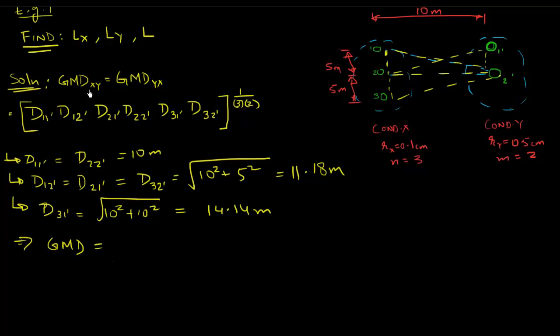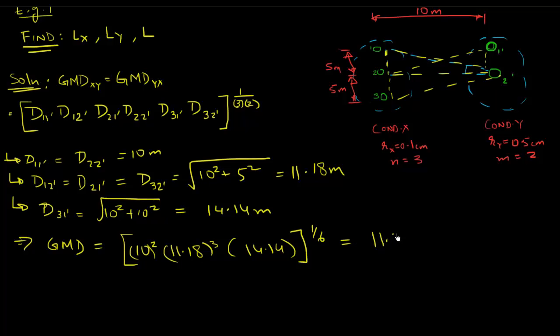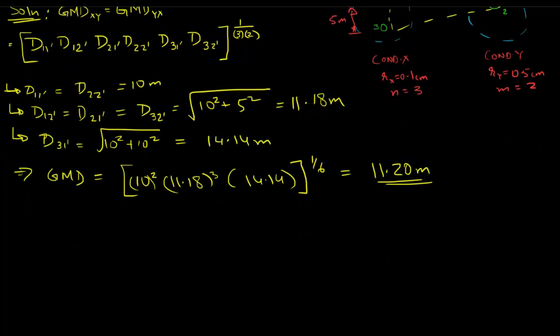I'm just going to write GMD xy, yx is the same. So then that becomes 10 square times 11.18 cube times 14.14 just once. The reason this is square and this is cube is because there are two terms here, there are three terms here. When you multiply the same terms, you get the square and the cube. And this whole thing to the power 1 by 6. If you plug that into your calculators, you should get something like 11.20 meters. So that is your GMD.